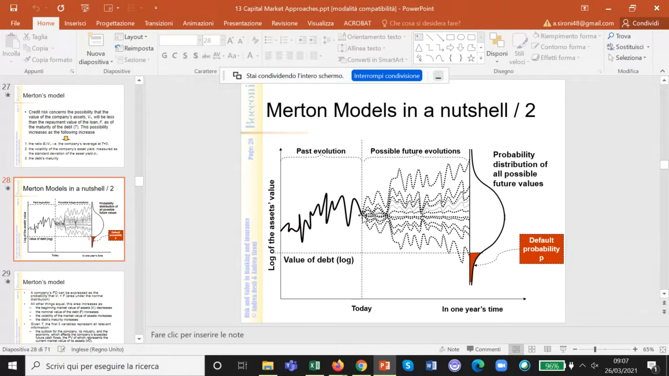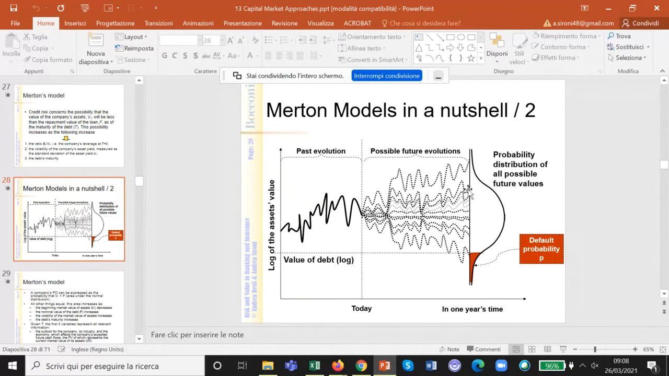And at this very moment in time, this is the value of debt, okay? You see the horizontal dotted line, which is the value of debt, okay? And the vertical dotted line is the time today, okay? Now, the asset value can evolve in many different directions and paths over time. And the only thing we're assuming is that after 1 year, the probability distribution of all the possible future values of the company's assets is a normal distribution, okay?